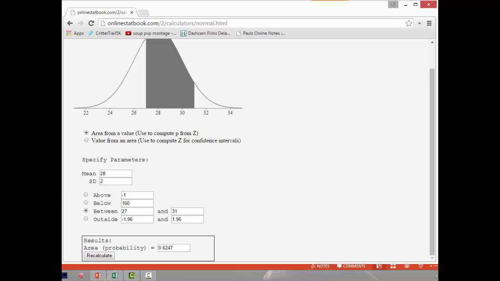Now the other one was greater than 30.2. So I'm going to do above and I'll put 30.2. So what's the probability that a family recycles more than 30.2 pounds of newspaper per month? And I get about 13.6%. So again, either way will get you the correct answer.